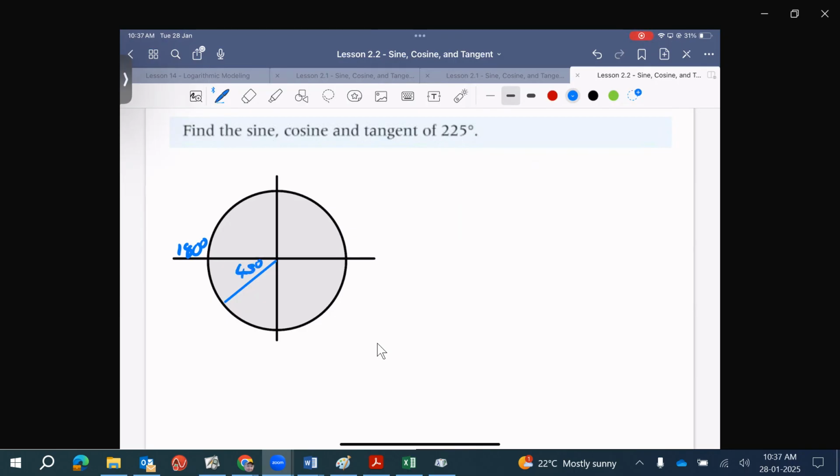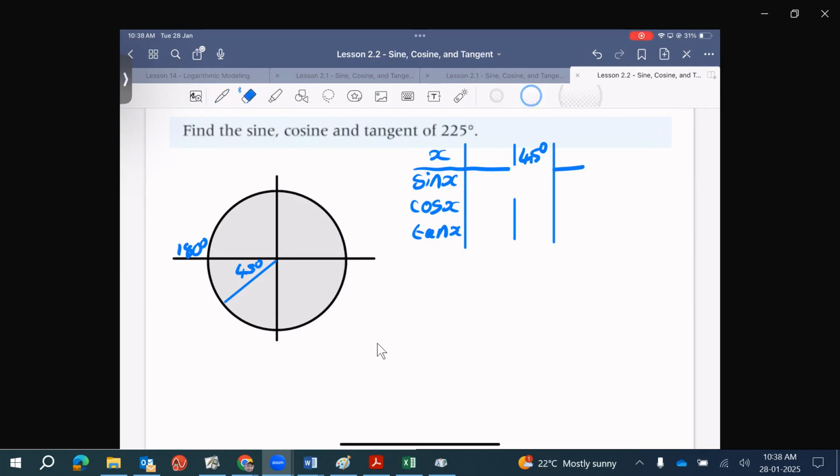So we are going to need to know a little bit of our exact value table: the sine, cosine, and tangent. We don't need the whole thing. At 45 degrees, what is the sine value? Root 2 over 2. And the cosine value? Root 2 over 2. And the tangent value? 1.